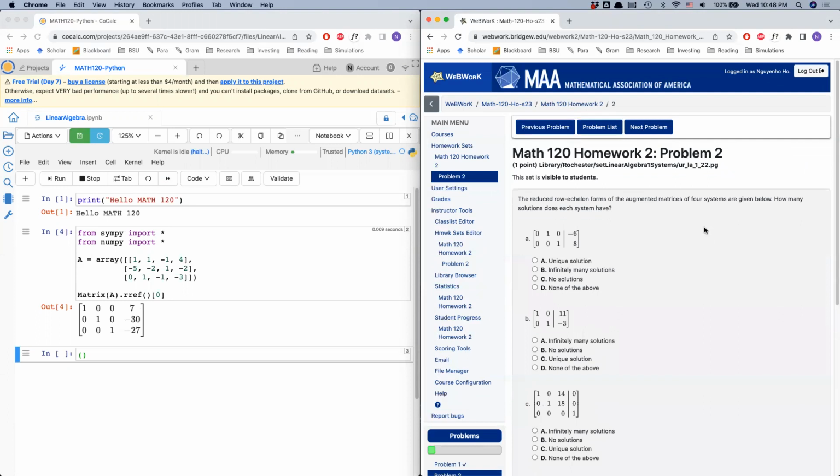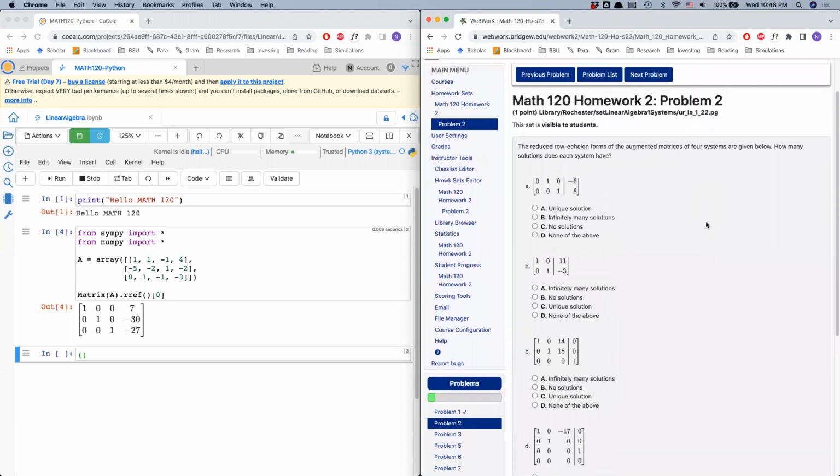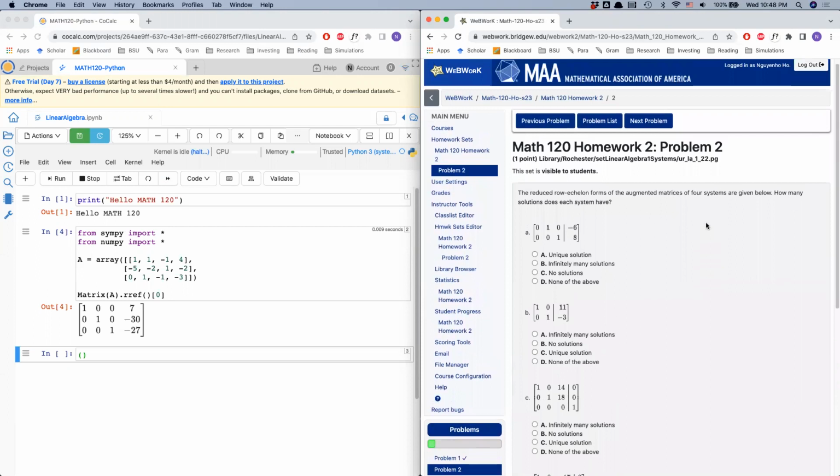Problem 2. For this problem 2, these are multiple choice questions. Think about what we did in class: the system has a unique solution, the system has infinitely many solutions, or the system has no solutions. That is the choice that you have to pick for each system.